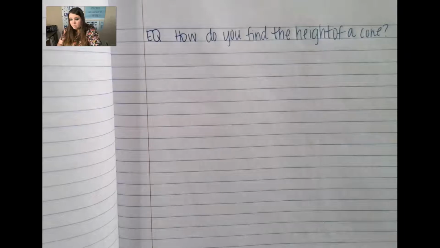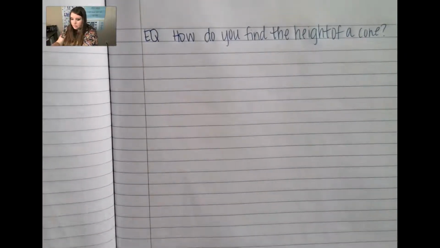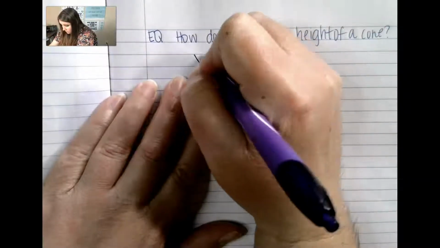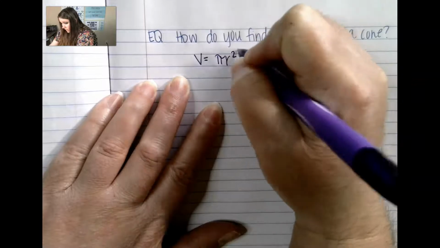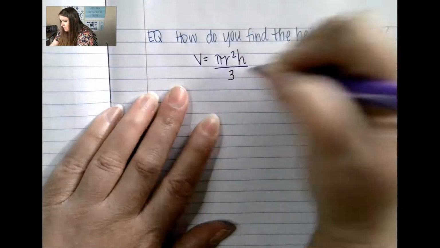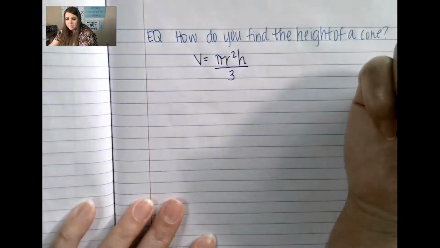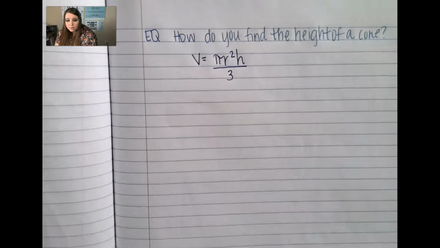So the formula that we will be using for this unit is volume equals pi r squared times the height. And we are dividing that all by 3. We're just going to sub in anything that we know when we're given the diagram.